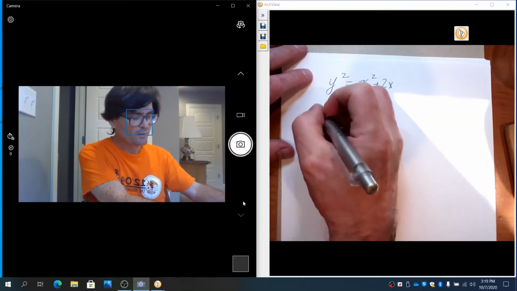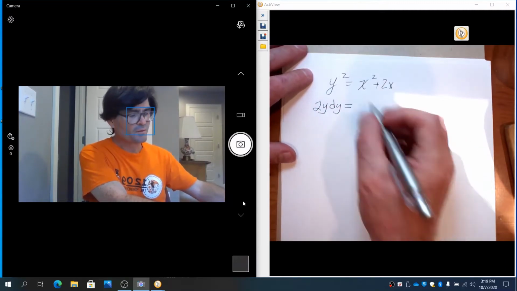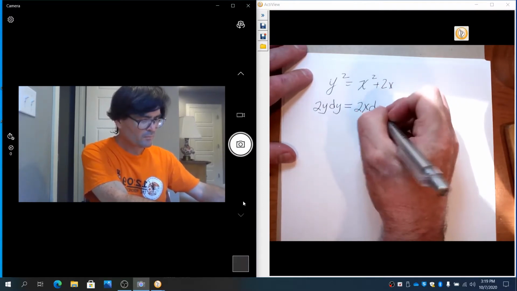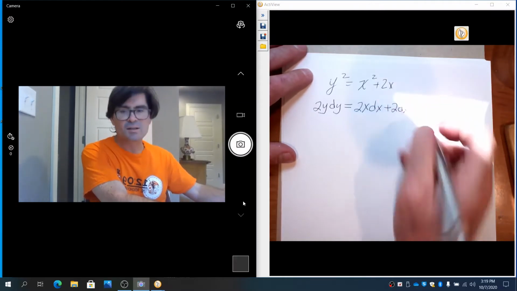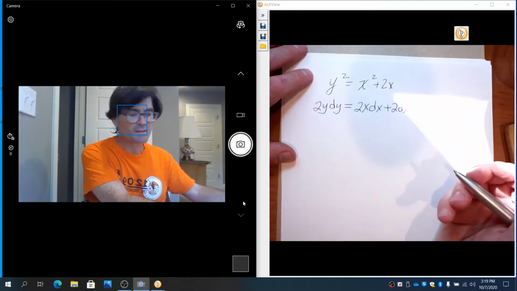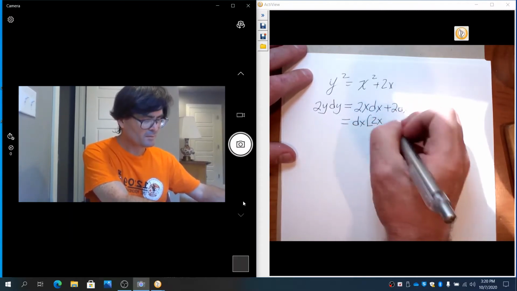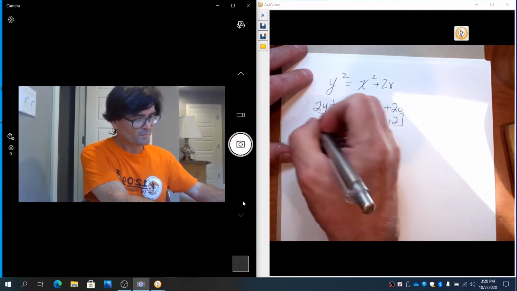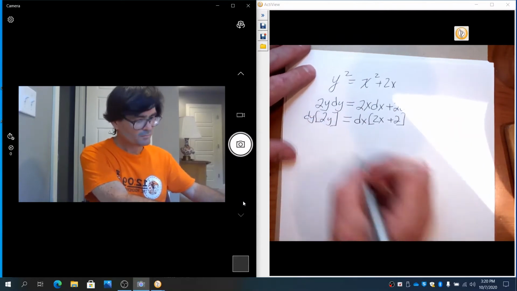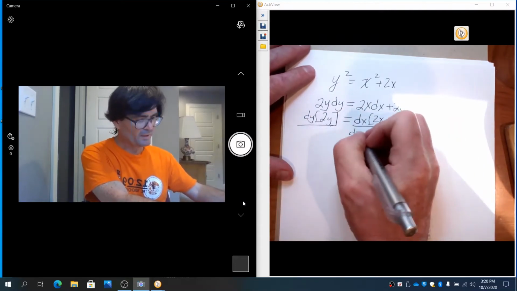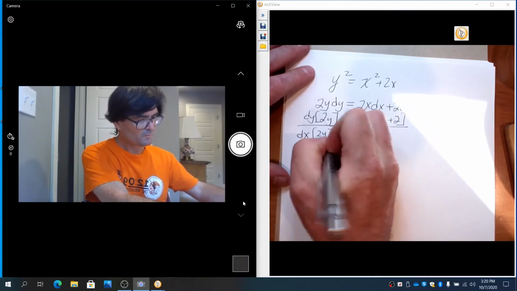The derivative of y squared is 2y dy. The derivative of x squared is 2x dx. The derivative of 2x is 2 dx. We're fortunate that the dy's are already on the left, dx is on the right. Factor out the dx. Let's go ahead and factor out the dy like that. Divide by dx. Divide by 2y.